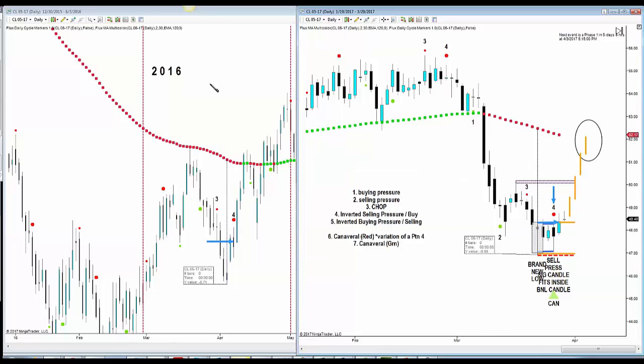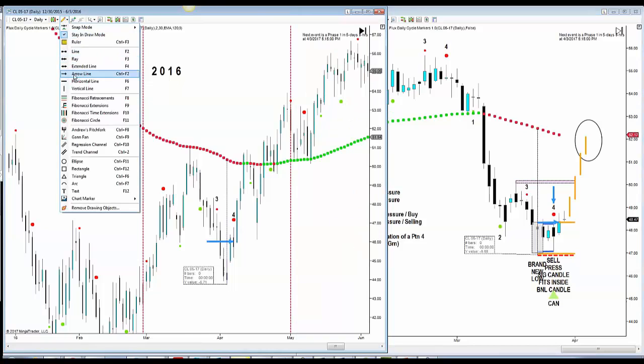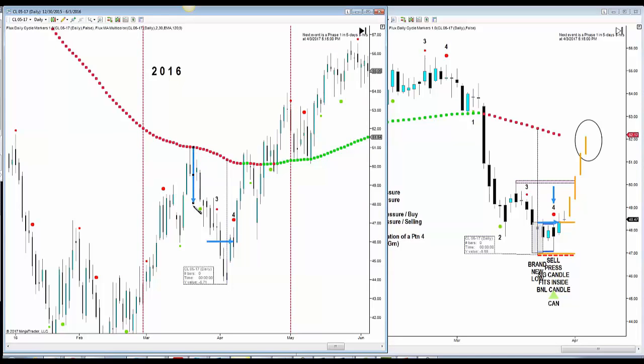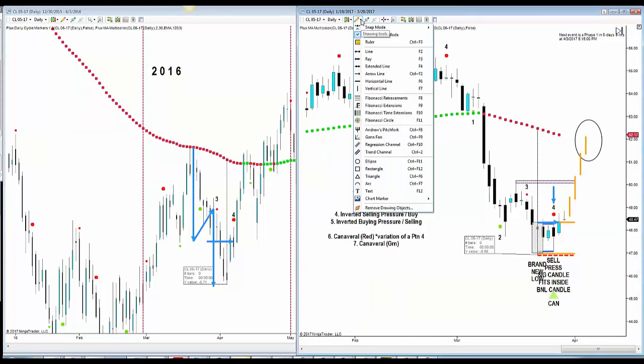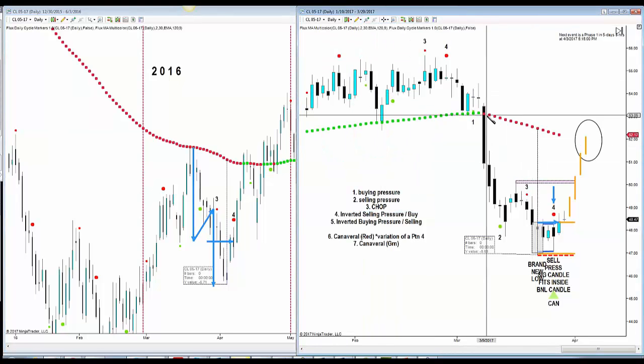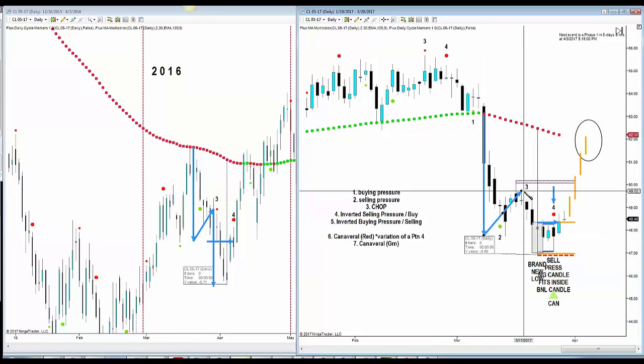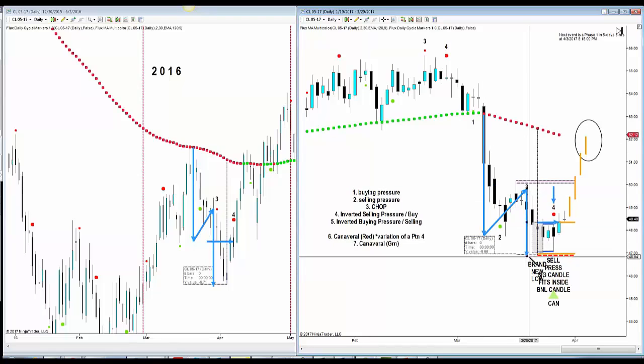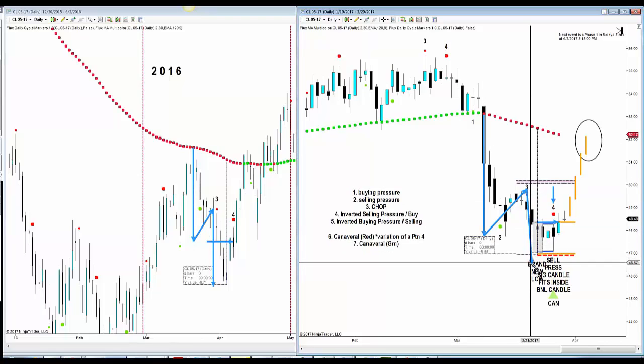Okay, now visually, look at the pattern. It moved down below the MA, pulled up, dropped down, and then started coming up. Look at the right-hand side. This is a year later. It came down below the moving average, pulled up, dropped down, and then started moving up.